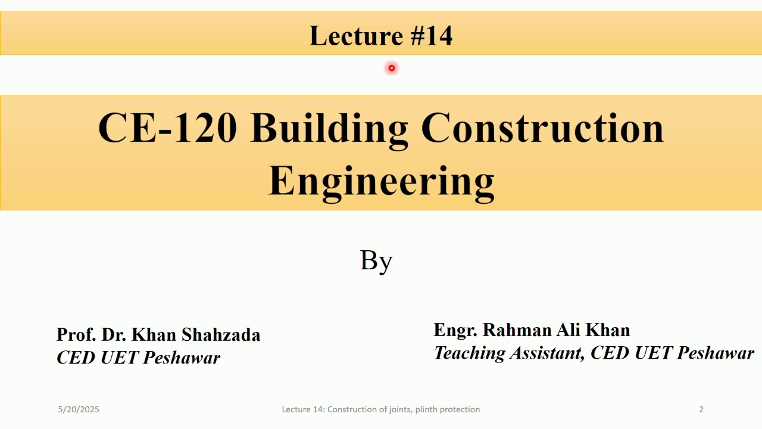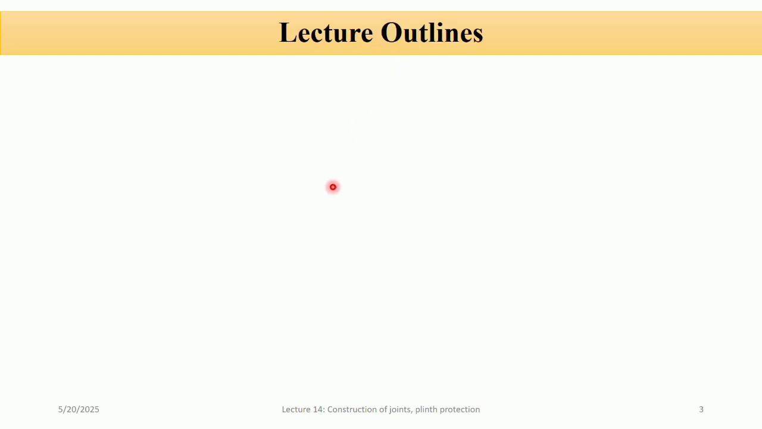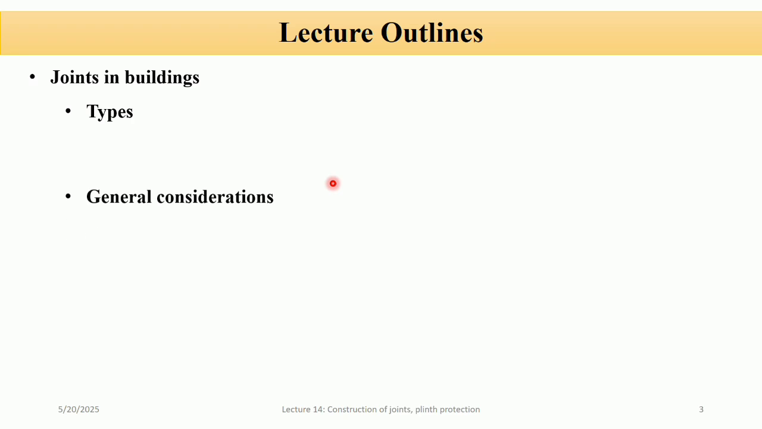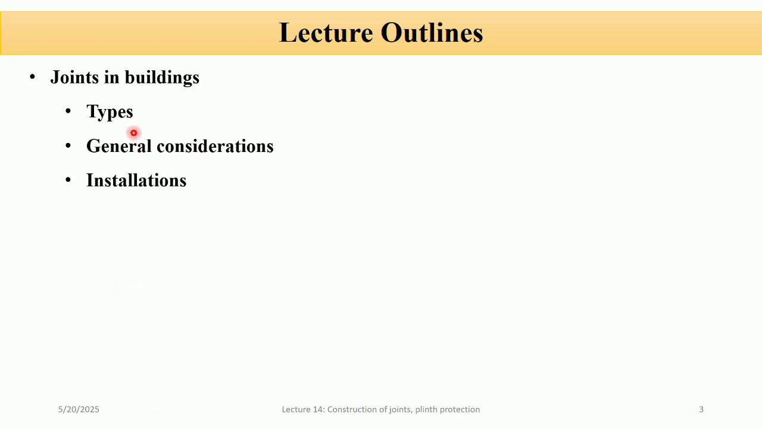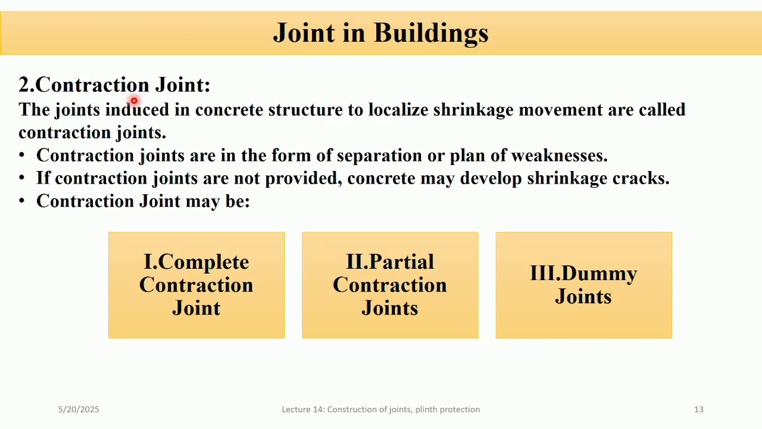Let's start part B of lecture number 14. In this lecture, we will discuss the types of contraction joint, construction joint, and slip joints, as we discussed the expansion joints in part A. And last, we will discuss the jointing material and plinth contraction joint.